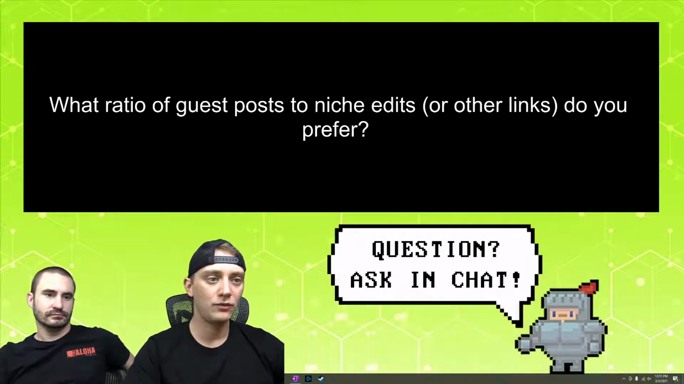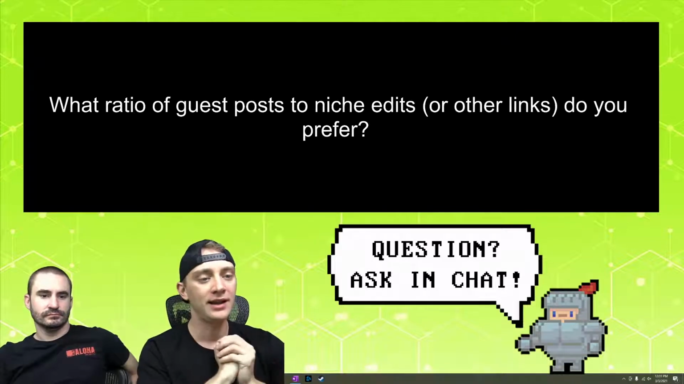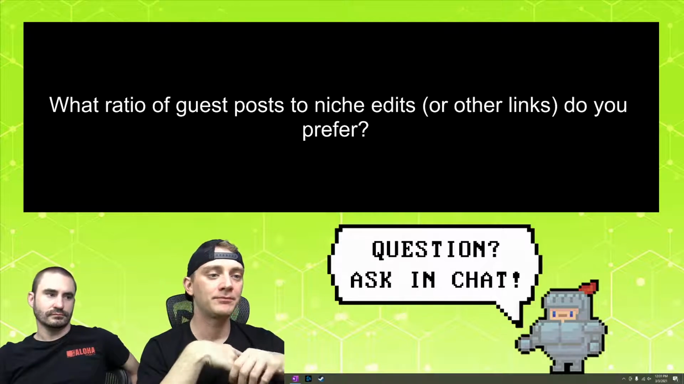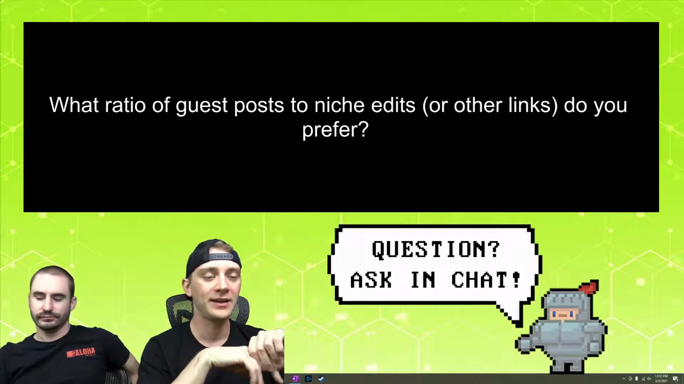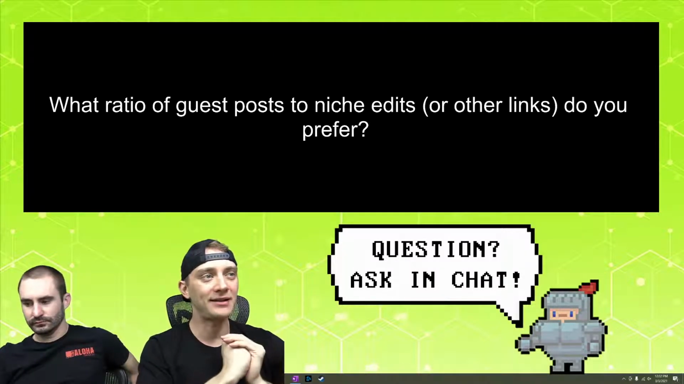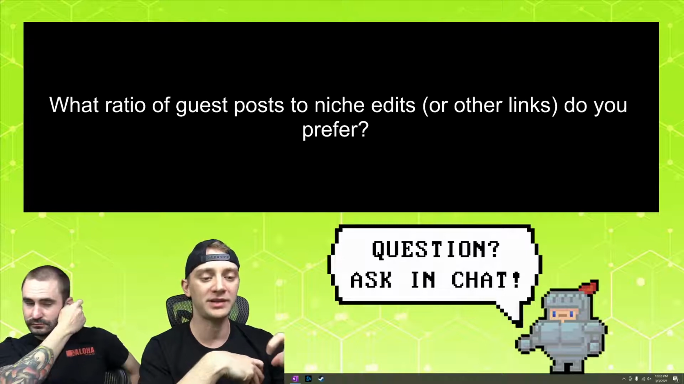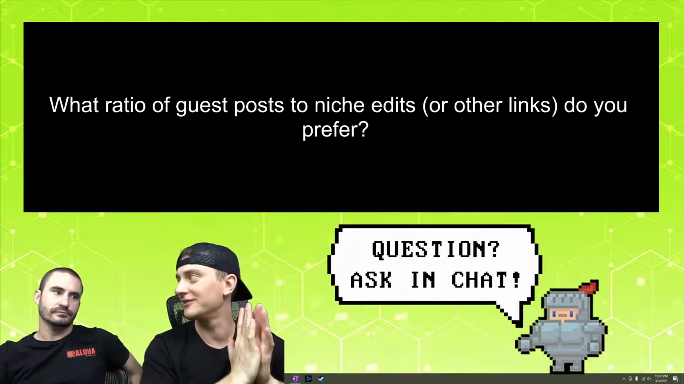We used to use niche edits a little bit more heavily due to their price point. They're generally cheaper. But with guest posts, you can really slam relevance in there by having more control over the article topic. So it's this balancing act between cost efficiency and more extremely targeted relevance. But we use both. Niche edits and guest posts are pretty much the bread and butter.